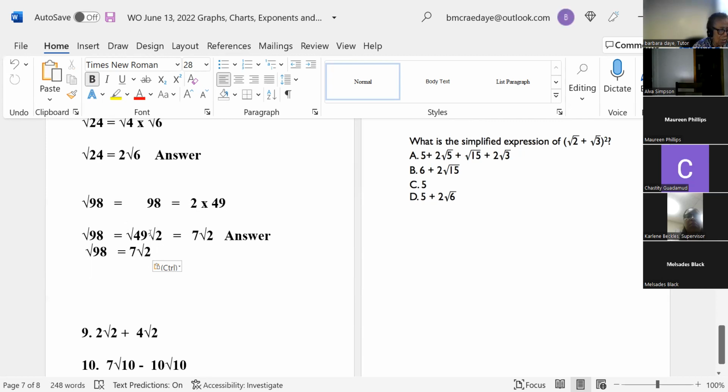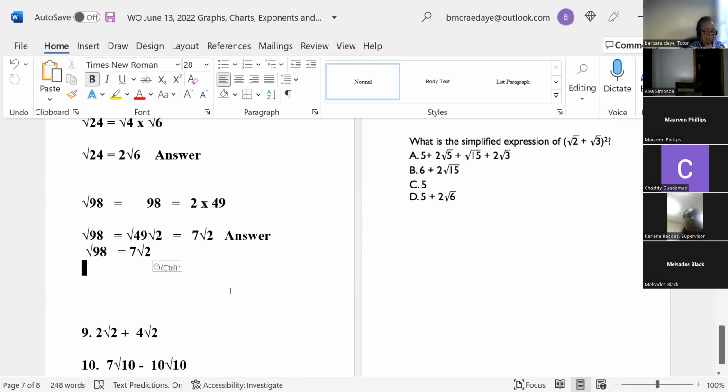Yes, this is just a step in the answer. Good. So you can't just give me the square root of 49 times the square root of 2, because 49 has a perfect square root. You have to give me the square root of 49, which is 7.